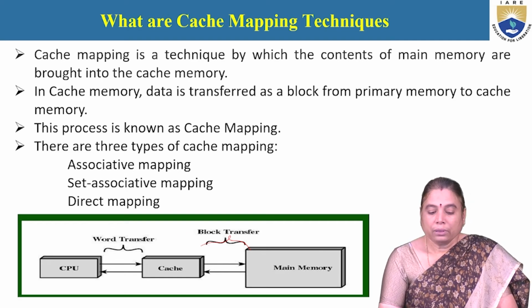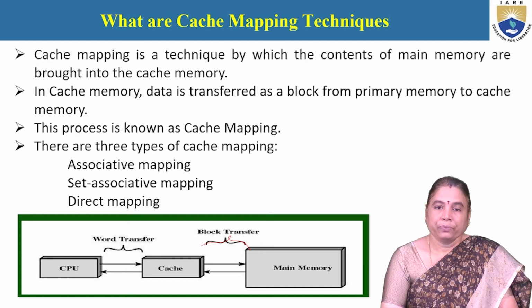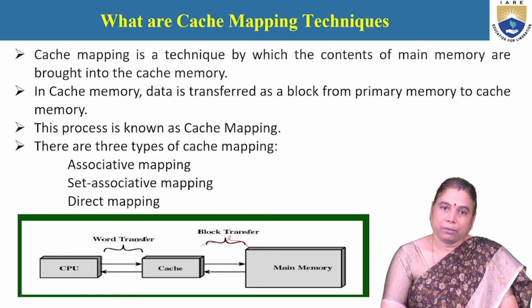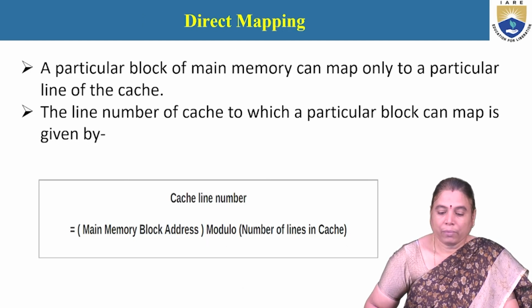In cache, data is transferred as a block from primary memory to cache memory. This process is called cache mapping. There are three types of mapping techniques available: direct mapping, associative mapping, and set associative mapping.